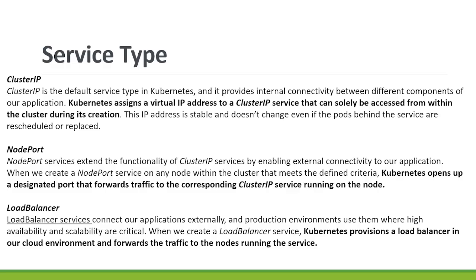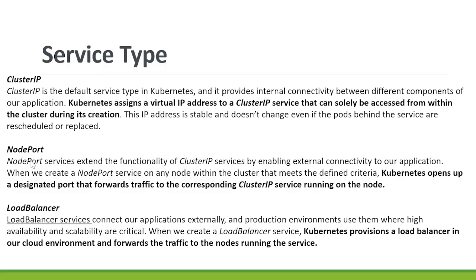So for all these internal calls, we need the service type as ClusterIP. Kubernetes assigns a virtual IP address to a ClusterIP service that can solely be accessed from within the cluster during its creation. As I said, it will not be exposed outside the cluster. No one can call it if I give the service type as ClusterIP.